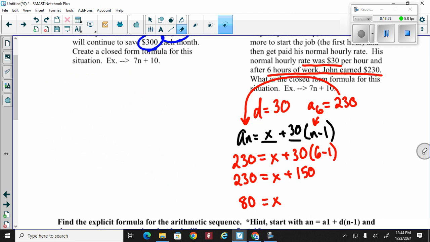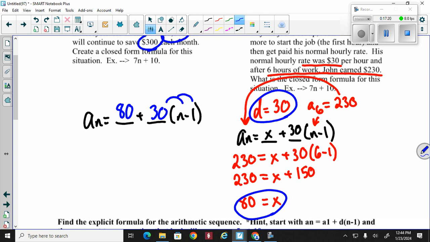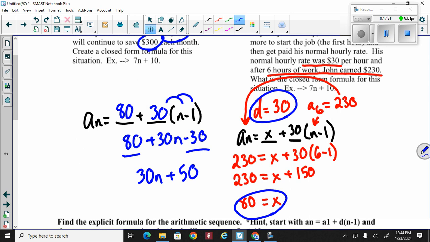There you go. All right, so to find my final answer, a of n is equal to something plus something times n minus 1. So our first term was 80. That's my first term, just found it. My common difference was 30. Hopefully you're starting to see a pattern here. 80 plus 30n minus 30. Combine the first, combine the last. 30n plus 50. There we go.